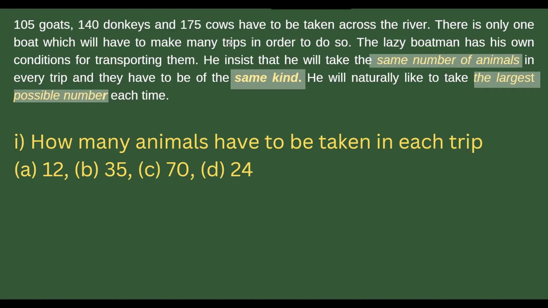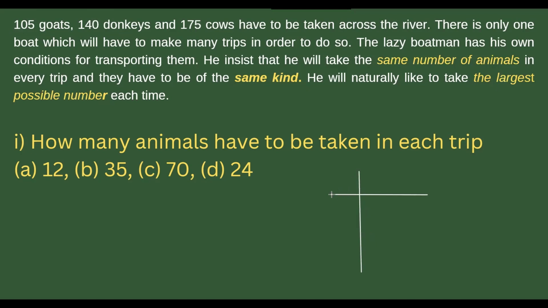So whatever is the number of animals in each trip must be an exact divisor of 105, 140, and 175. Further, since it has to be largest, it has to be the largest divisor of these three numbers, which is nothing but the HCF. So we are going to find the HCF in this case, and for finding the HCF, we'll be using the prime factorization method. So let's do prime factorization. First number is 105.